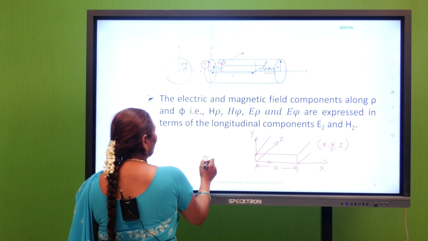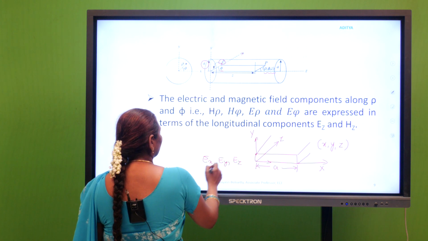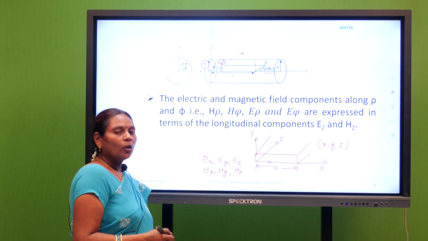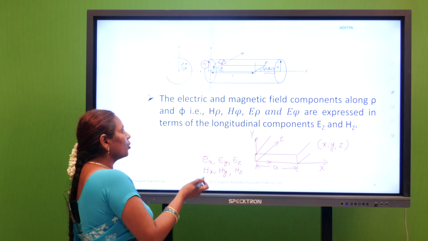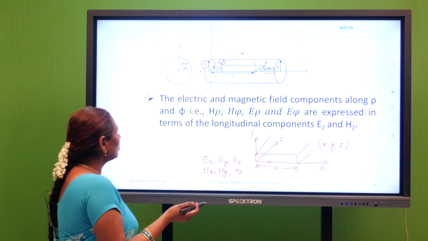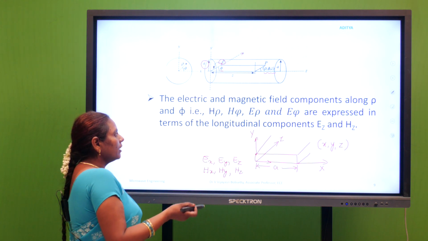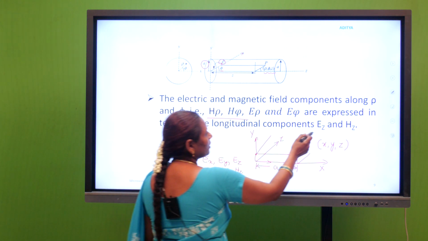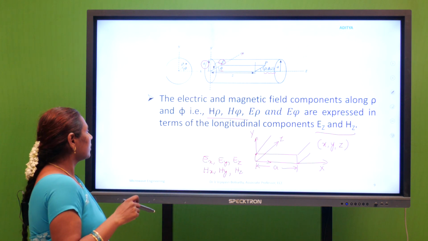So we have the field components Ex, Ey, Ez. Similarly, Hx, Hy and Hz. Here also we have the field components E rho, E phi, Ez and H rho, H phi and Hz. So the electric and magnetic field components along rho and phi are represented as H phi, H rho, E phi and E rho, and the electric and magnetic field components along z, we represent them as Ez and Hz.